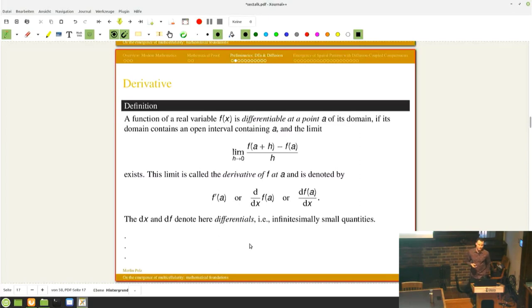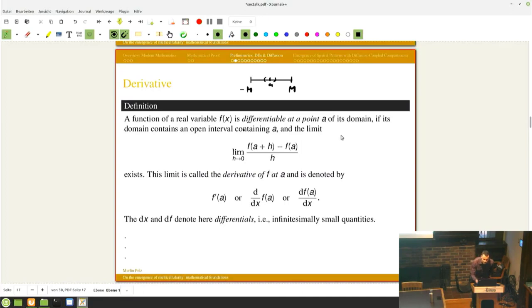So, to a function, the derivative: the function has a domain, which is basically every x you can plug into. Maybe this domain is from minus m to m. And we say that this function is differentiable at a point a if an open interval is inside our domain, right? We need this open interval in order to make sense of this plus h, otherwise we would step out of this interval. Then a function is differentiable at this point a if the limit of this fraction exists.